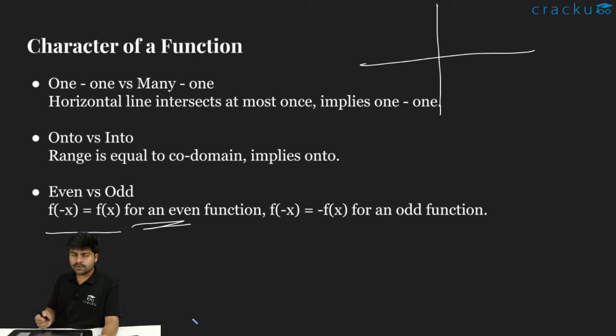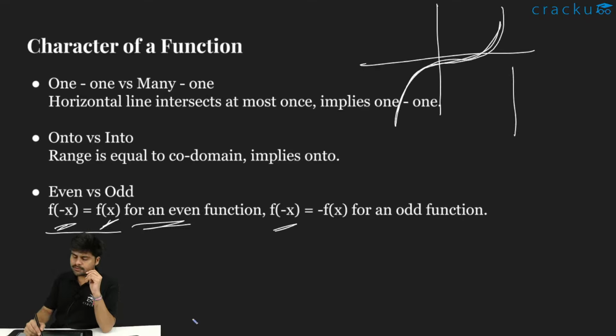Whereas an odd function is not the opposite of that. It's not like any function is either an even function or an odd function. There are even functions, there are odd functions, and there are functions that are not even and not odd. For an even function, the definition is f of minus x is equal to f of x. For an odd function, the definition is f of minus x is equal to minus f of x. So as the input becomes negative, the output becomes negative as well.